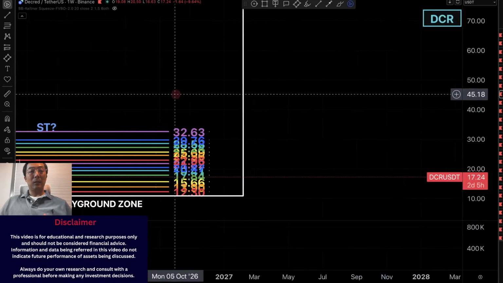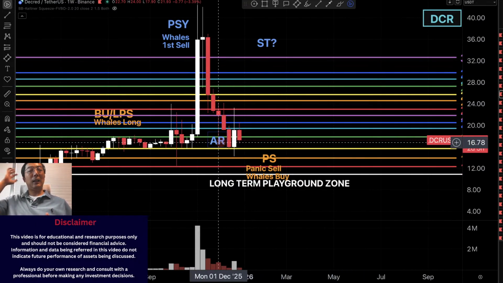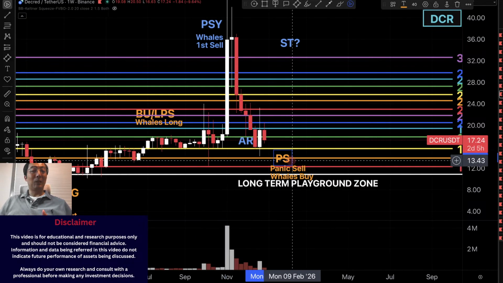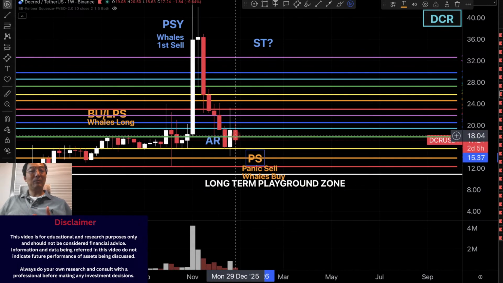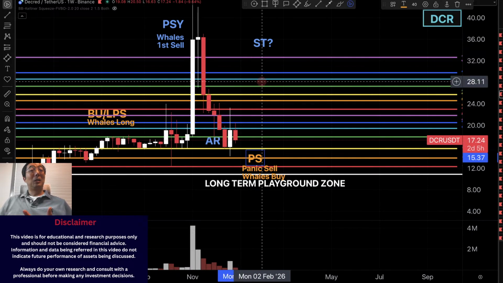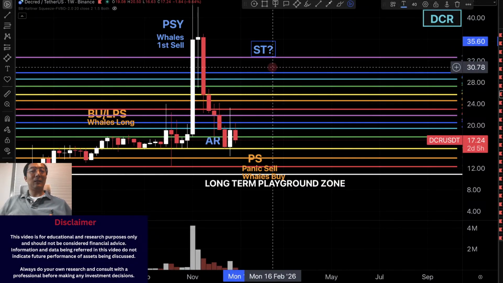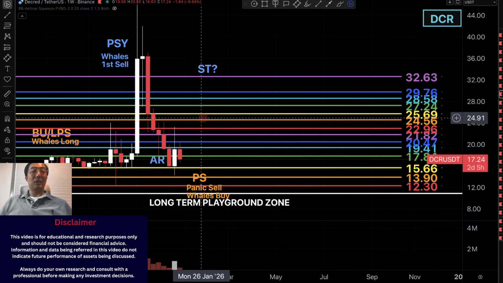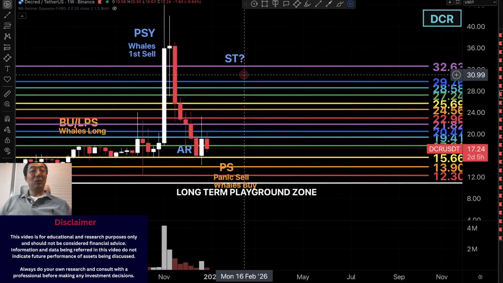So for Decred, it's basically still within this distribution, and I'm suspecting it's trying to transit into accumulation, just that the bulls are not allowing it yet. The red volume this week isn't particularly high, so the bulls may be successful in creating another test. The second test is ST. Whether it's going to challenge the purple key level of $32.63 or it's going to just land somewhere along the other lines around the 20s, the $20. It's still too early to tell.